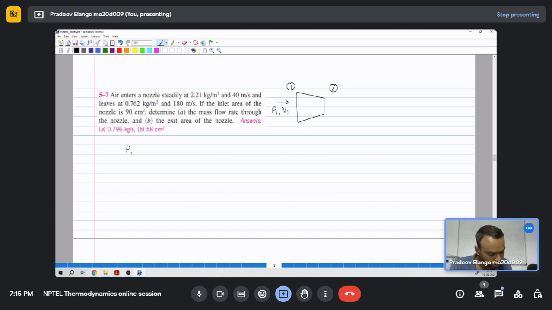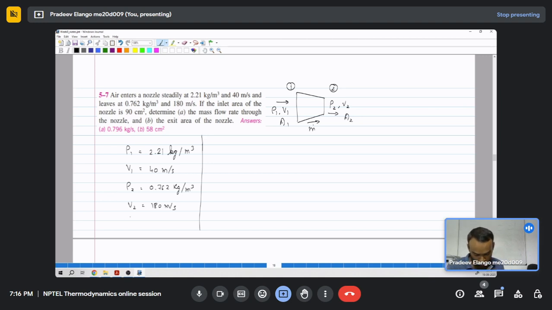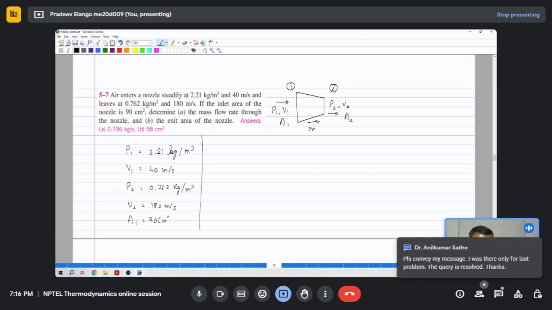So we have rho 1 V1, and the mass flow rate is constant. Here we have rho 2 V2, velocity 2, and there is one area at the inlet and the area at the outlet is different. So rho 1 is 2.21 kilogram per meter cube and V1 is 40 meter per second, and it leaves at rho 2 of 0.762 kilogram per meter cube and V2 is 180 meter per second. Now the inlet area of the nozzle, A1, is also given as 90 centimeter square.